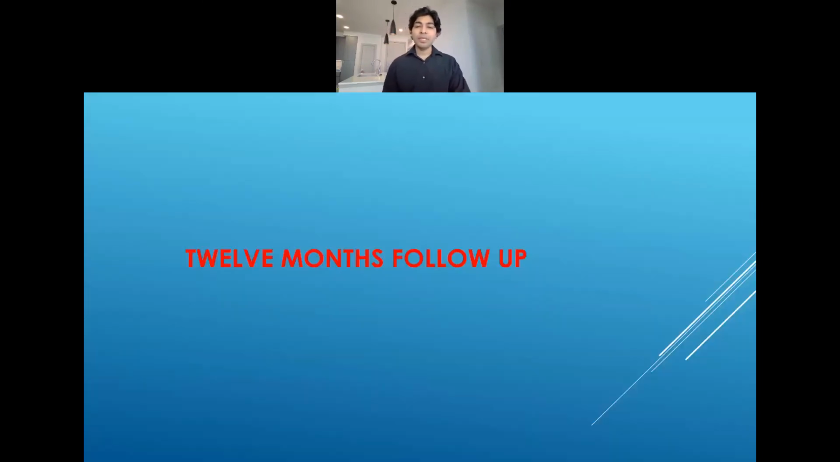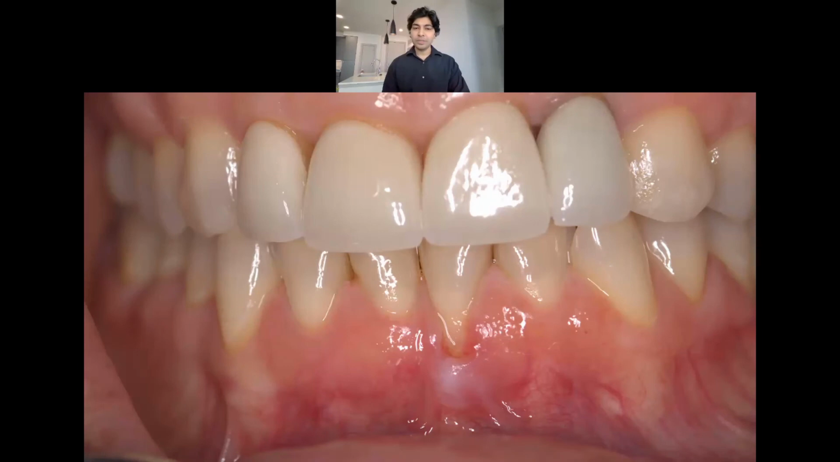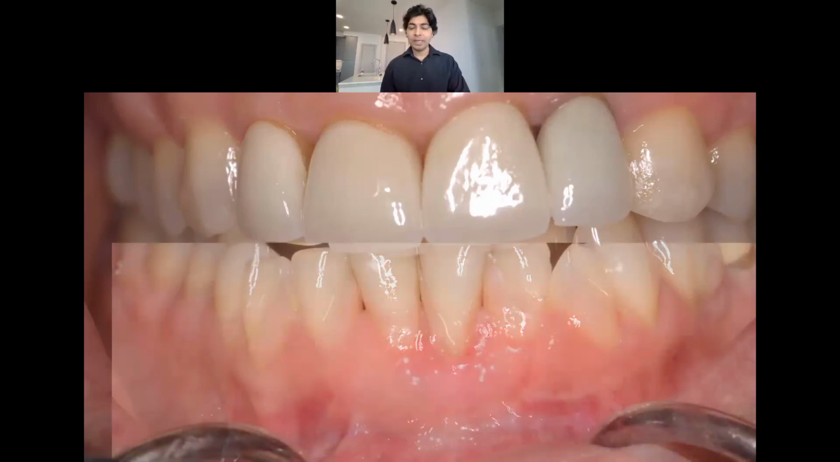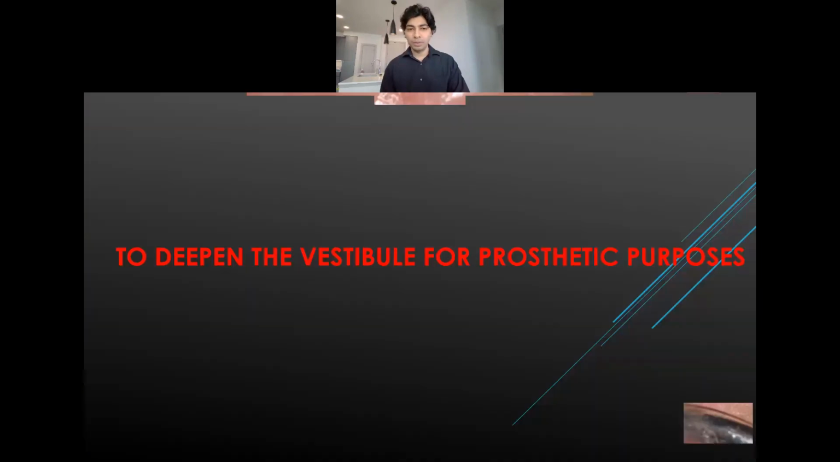And then I followed the patient over the follow-up appointments, and the result was sustained after 1 year as well. So this is how the patient was initially, and this is when he received the free gingival graft. The result looked quite good. The patient was not having any pain, and I was also able to get rid of the frenum pull.